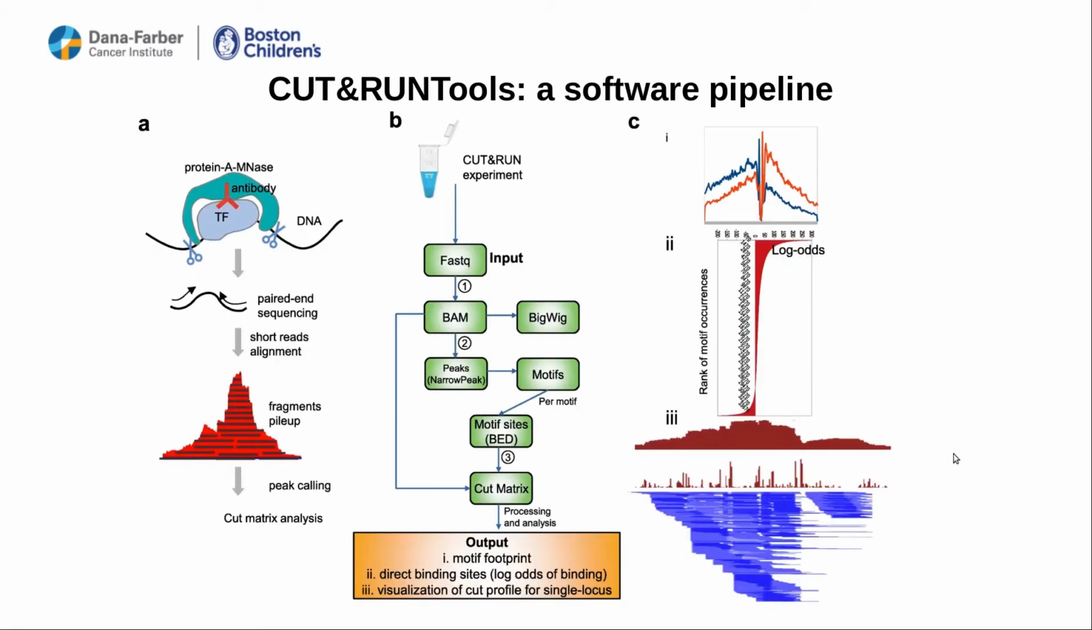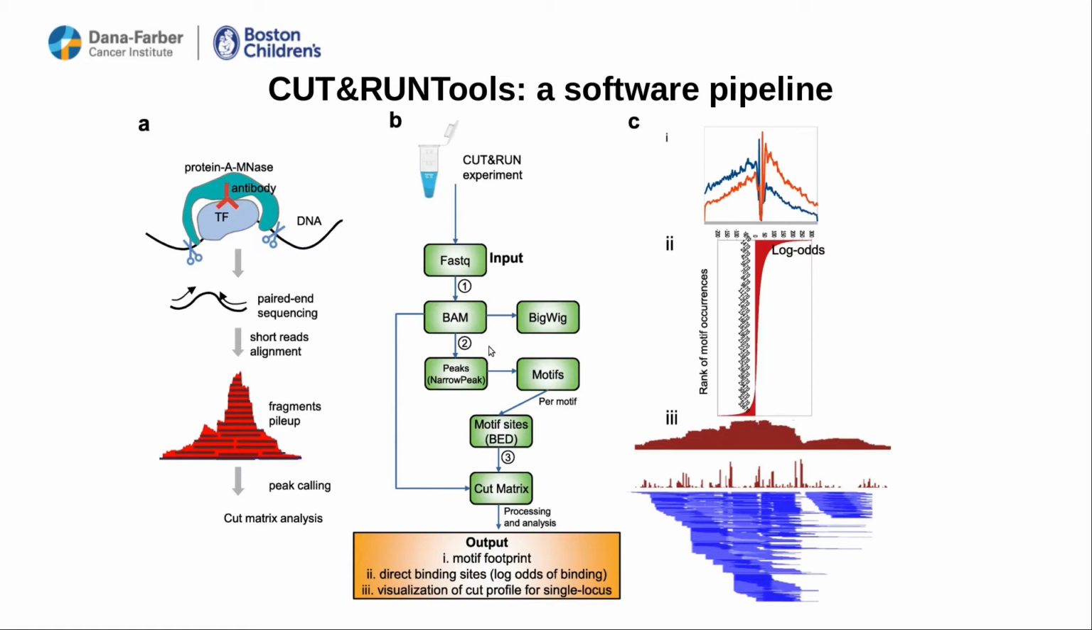To solve these challenges, we have developed a pipeline called CUT&RUN Tools, and this schematic shows the three main steps. First, the CUT&RUN experiment generates paired-end R1 and R2 FASTQ files, which are aligned with the typical aligner Bowtie2 to generate BAM files and visualized in the bigwig format.